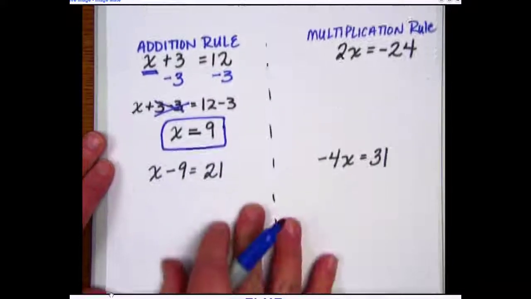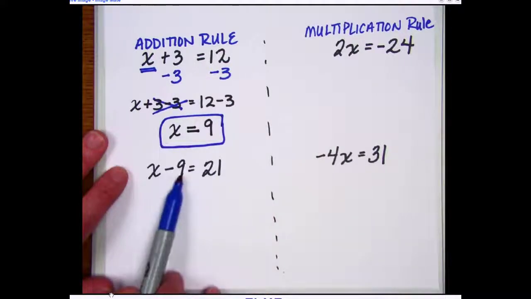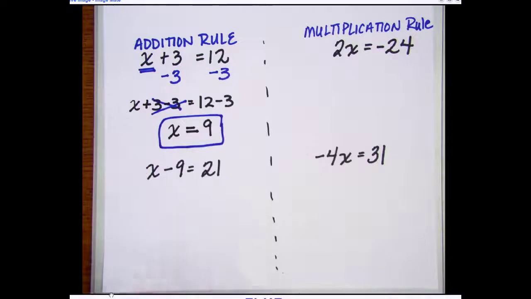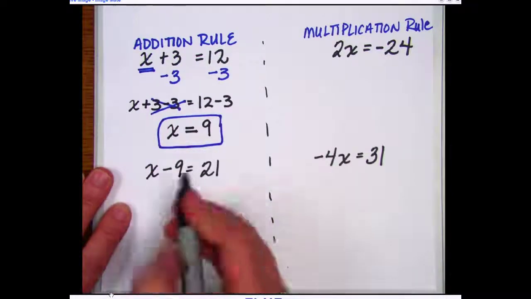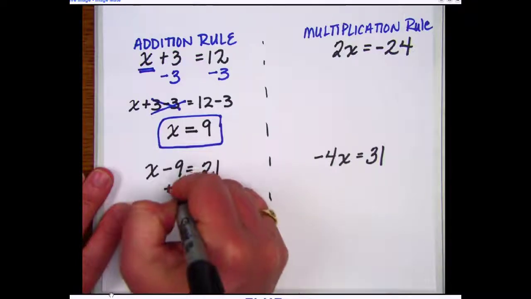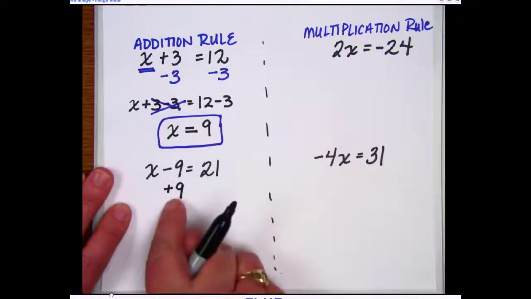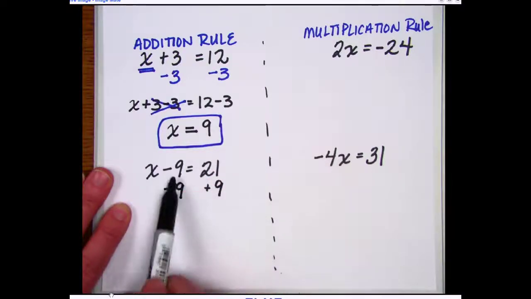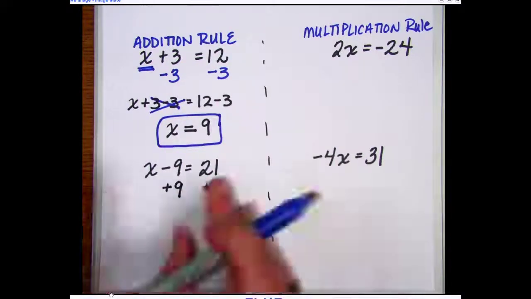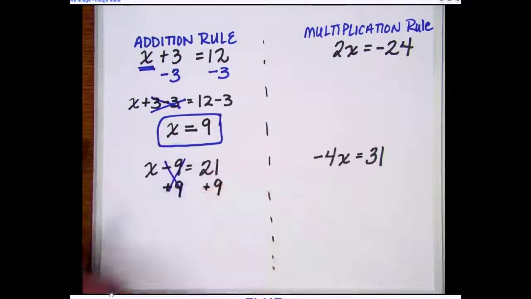Let's do one more example. Here I have x minus 9 equals 21. I have a negative 9. How would I zero that out? Well, I pretty much add the opposite. So I'm going to add 9. And whatever I do on one side, I have to do on the other. Negative 9, positive 9, we know that that will go to 0, so they cancel out.